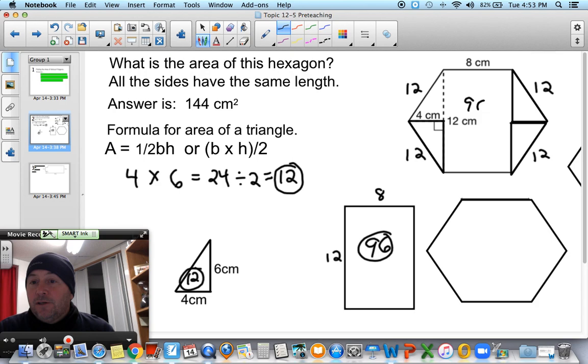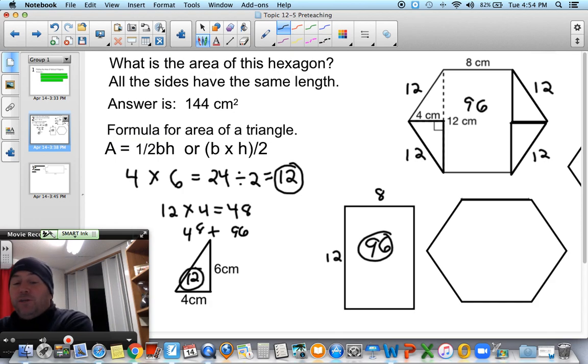So what we can do is add all of these up. In this case, we take this 12, and there's 4 of them, so we're going to do 12 times 4, and that will give you 48, okay? And then we take this 48, because that's the sum of all the areas. We're going to take that 48 and add it to 96.